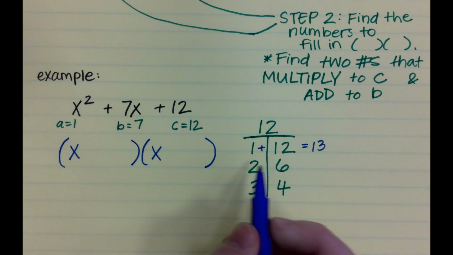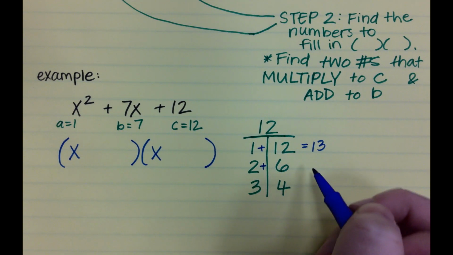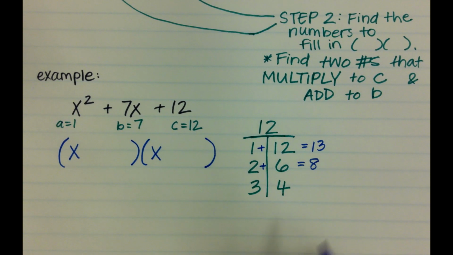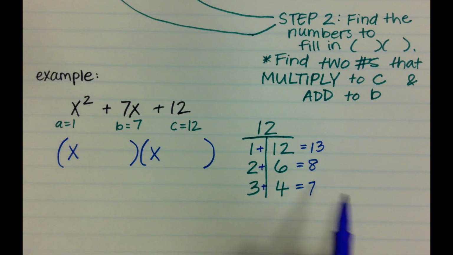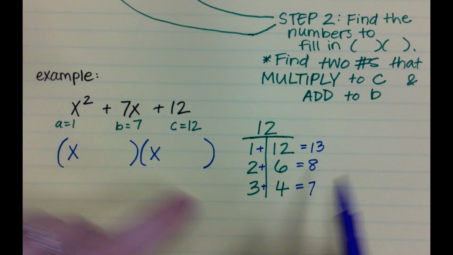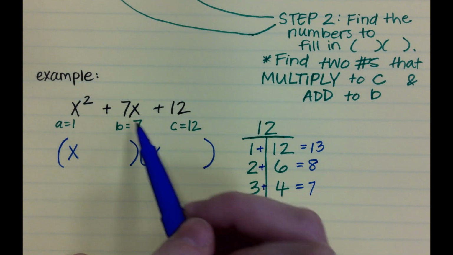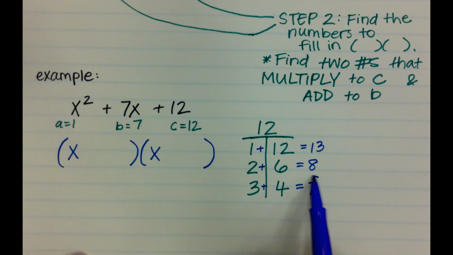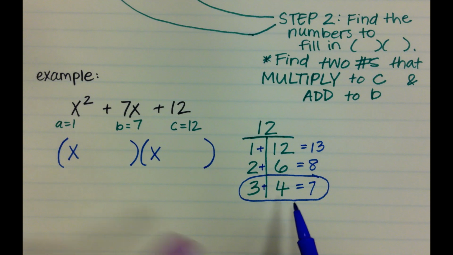Okay, what's 2 plus 6? 8. Yeah, 6 plus 2: 6, 7, 8. It's 8. What is 3 plus 4? 7. Guys, look at that. 3 plus 4 is 7. We needed it to add up to B. Our B is 7. So this right here, 3 and 4, are going to be the 2 numbers we use.